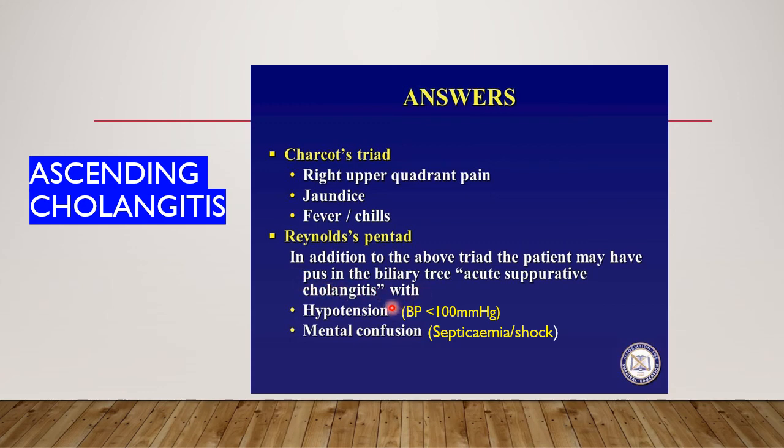When this happens, two additional parameters may be observed in the patient, that is hypotension, systolic blood pressure of less than 100, and mental confusion. These patients are on the verge of going into shock, septicemic shock. They can be very disoriented, confused, or very drowsy. That is known as the Reynolds pentad. So Charcot triad, 3 parameters, Reynolds pentad, additional 2, hypotension and mental confusion, indicating a more severe form of septicemia compared to Charcot triad.